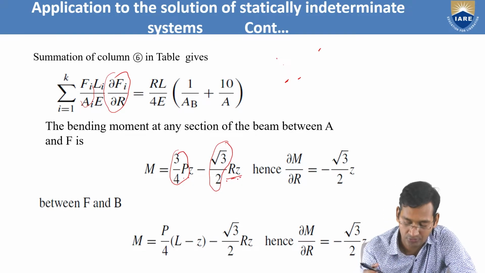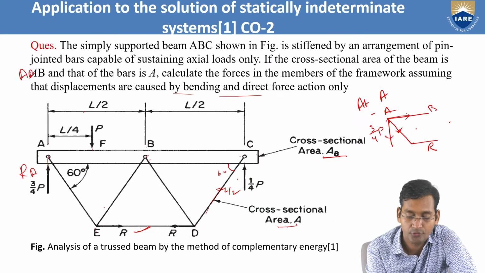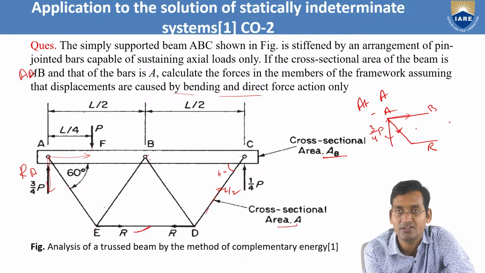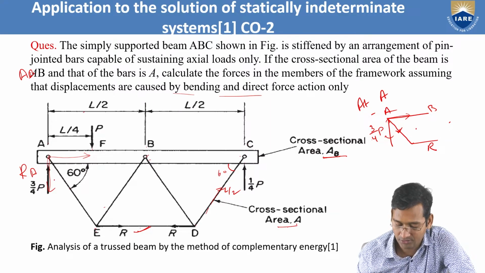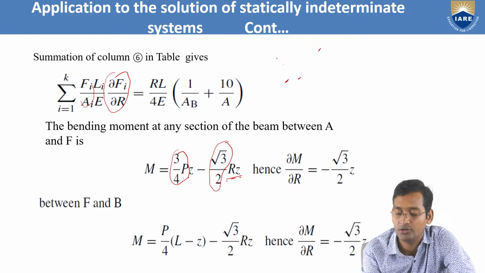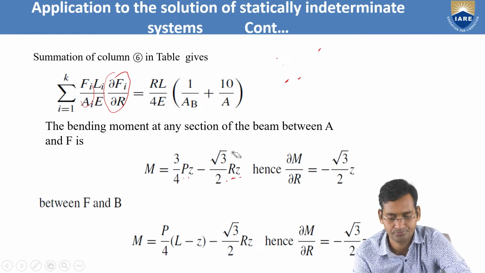So let's see here, for M, here is the 60. Once you take the resolved part of this one, what happens? This will be downward, this will be upward. So this is sine 60, that is root 3 by 2 R. Hence we got this as root 3 by 2 R, and Z is the distance. So now we have the moment equation.